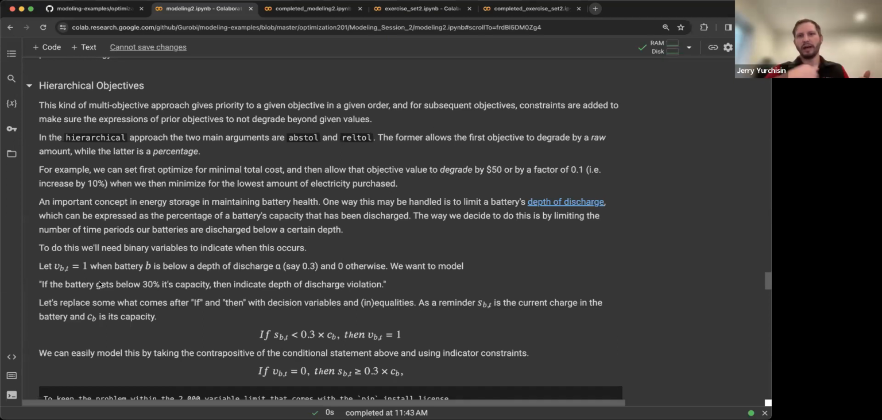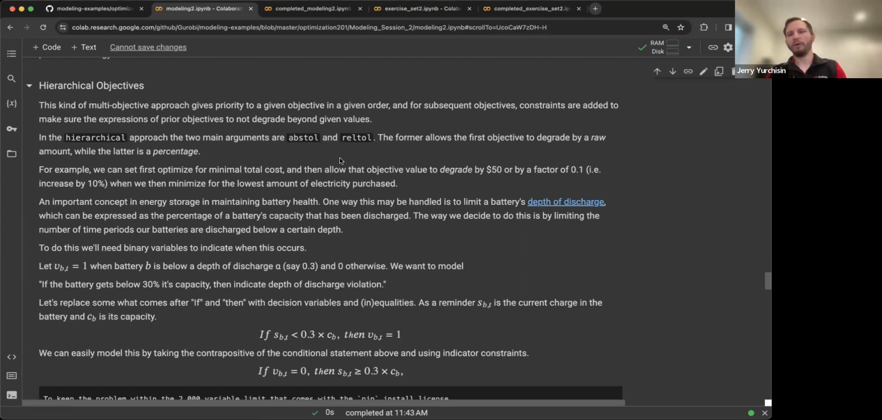And essentially, as you go down those objectives, you're allowing for some degradation from the previous solution into the next one. So if your first thing is minimizing cost, which is what we'll do, and your second thing is minimizing the amount that you purchase from the grid, then you're saying, okay, I want to minimize cost, but I want to stay in the ballpark. I want to be no more than a certain number of units away from that objective value. And that is what's setting one of the arguments, an absolute tolerance, that we see right here.